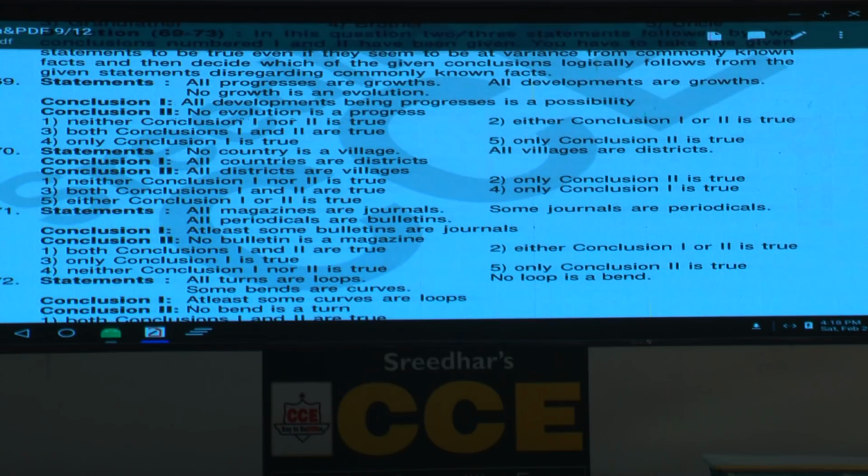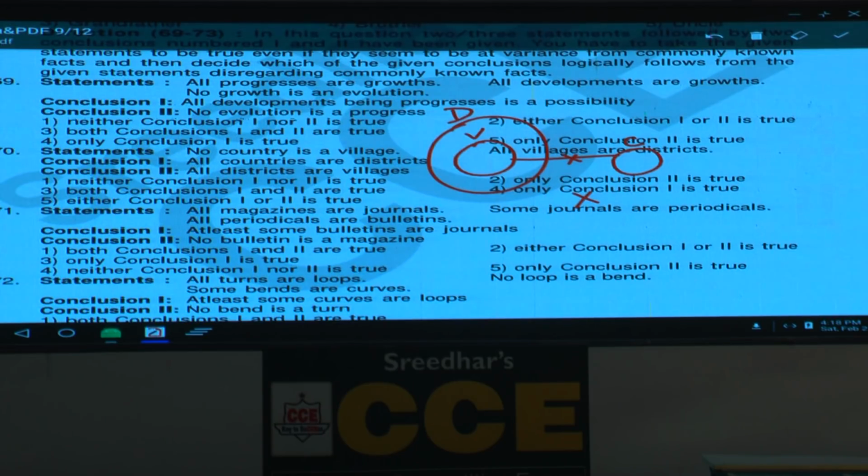Then coming to question number 70, no country is a village, all villages are districts. All villages are districts, and no country is a village. No country is a village means country and village have no intersection between these two. Then two conclusions. All countries are districts, is it true? As of now it is false.